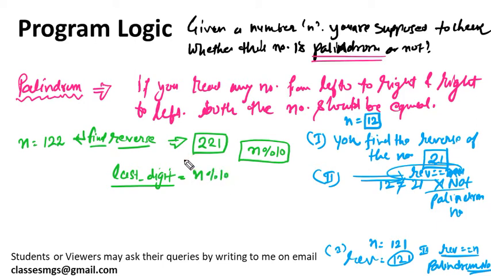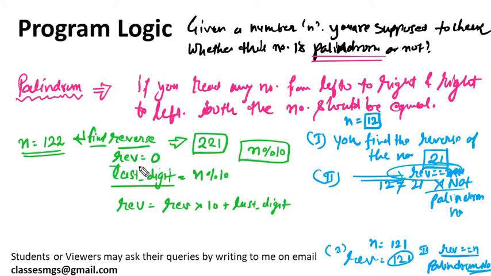Now how to calculate the reverse number? Reverse will be reverse into 10 plus last digit, like this. And next time we will keep on decrementing this n. Let's suppose reverse is initially 0. You calculate the last digit with n % 10, then apply this formula for reversing the number. And then you need to do n = n // 10.